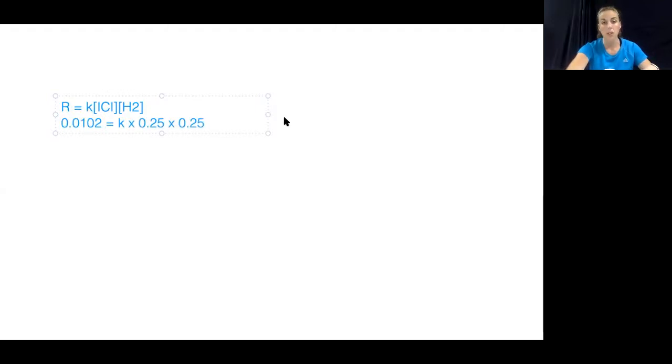Okay, now we're just solving for K. So what I need to do is divide this side by 0.25 times 0.25 and divide this side by 0.25 times 0.25 so that these will cancel and K will be all by itself. So what it's going to look like is this: 0.0102 divided by 0.25 times 0.25 equals K. You see how I moved that over there? Hopefully you do. No one's here to respond, but I hope you see that.